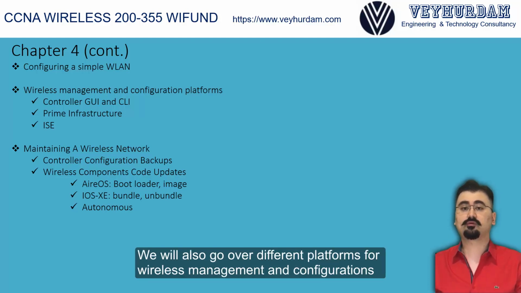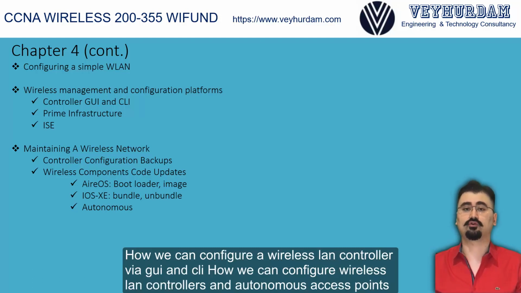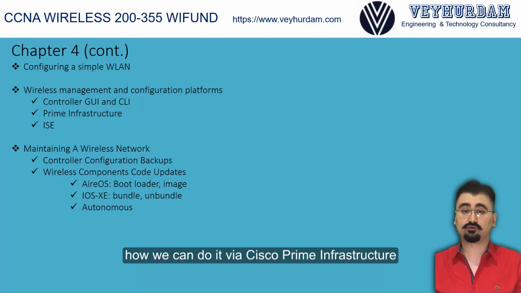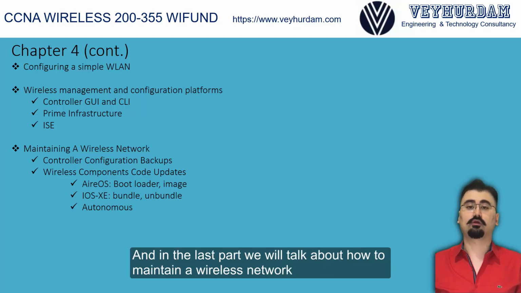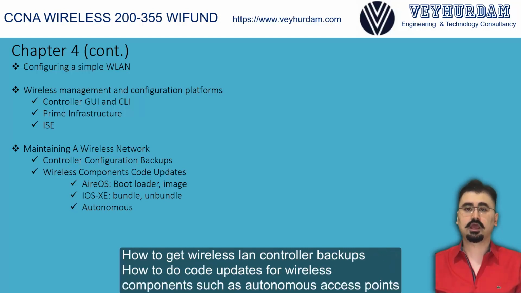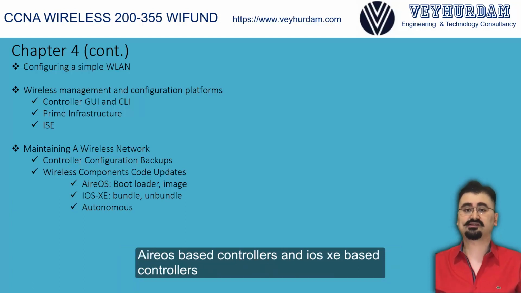We will also go over different platforms for wireless management and configuration: how we can configure a wireless LAN controller via WebGUI and CLI, how we can configure wireless LAN controllers and autonomous access points, how we can do it via Cisco Prime Infrastructure, and how we can use ISE, the Identity Services Engine, as an AAA server for wireless configurations. And in the last part, we will talk about how to maintain a wireless network, how to get wireless LAN controller backups, and how to do code updates for wireless components, such as autonomous access points, AireOS-based controllers, and IOS-XE-based controllers.